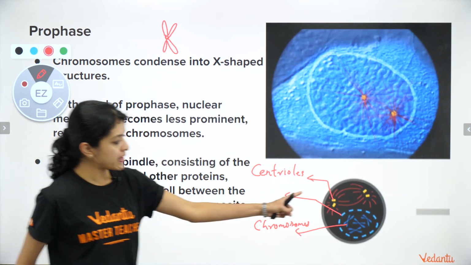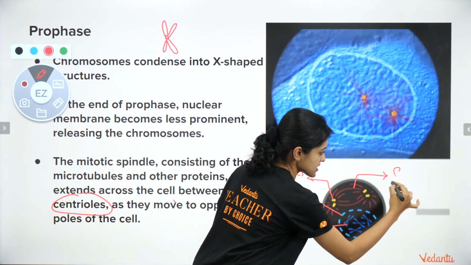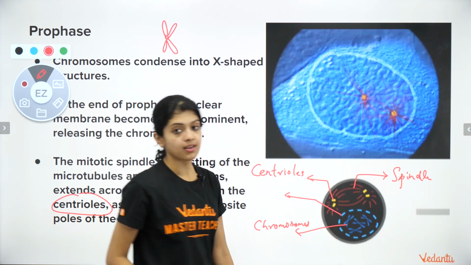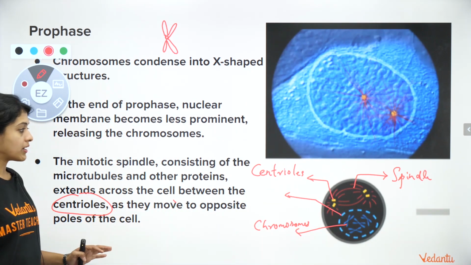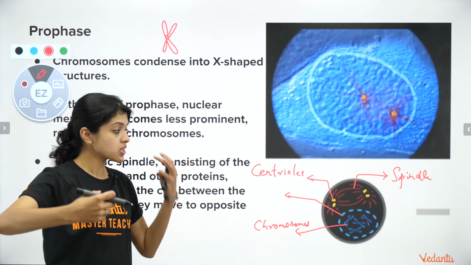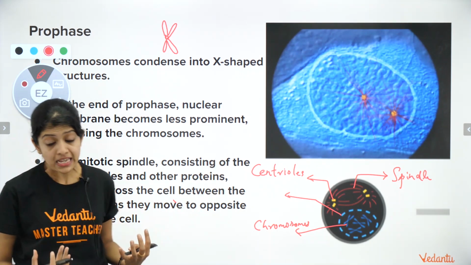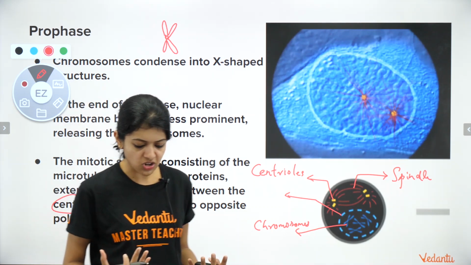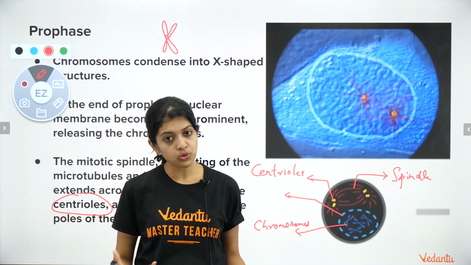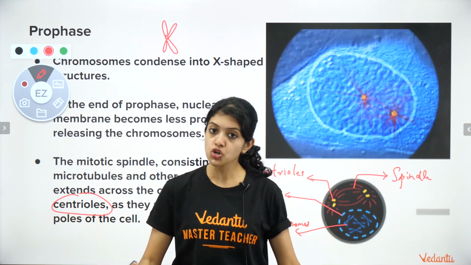Okay, so spindles are these structures. These thread-like structures are your spindle fibers. What I'm trying to tell you here is that the spindle fibers extend between the centrioles to either end of the cell. What are the spindle fibers made of? They are just thread-like structures made of microtubules and other proteins. And what is their function? They help in the movement of chromosomes during cell division.